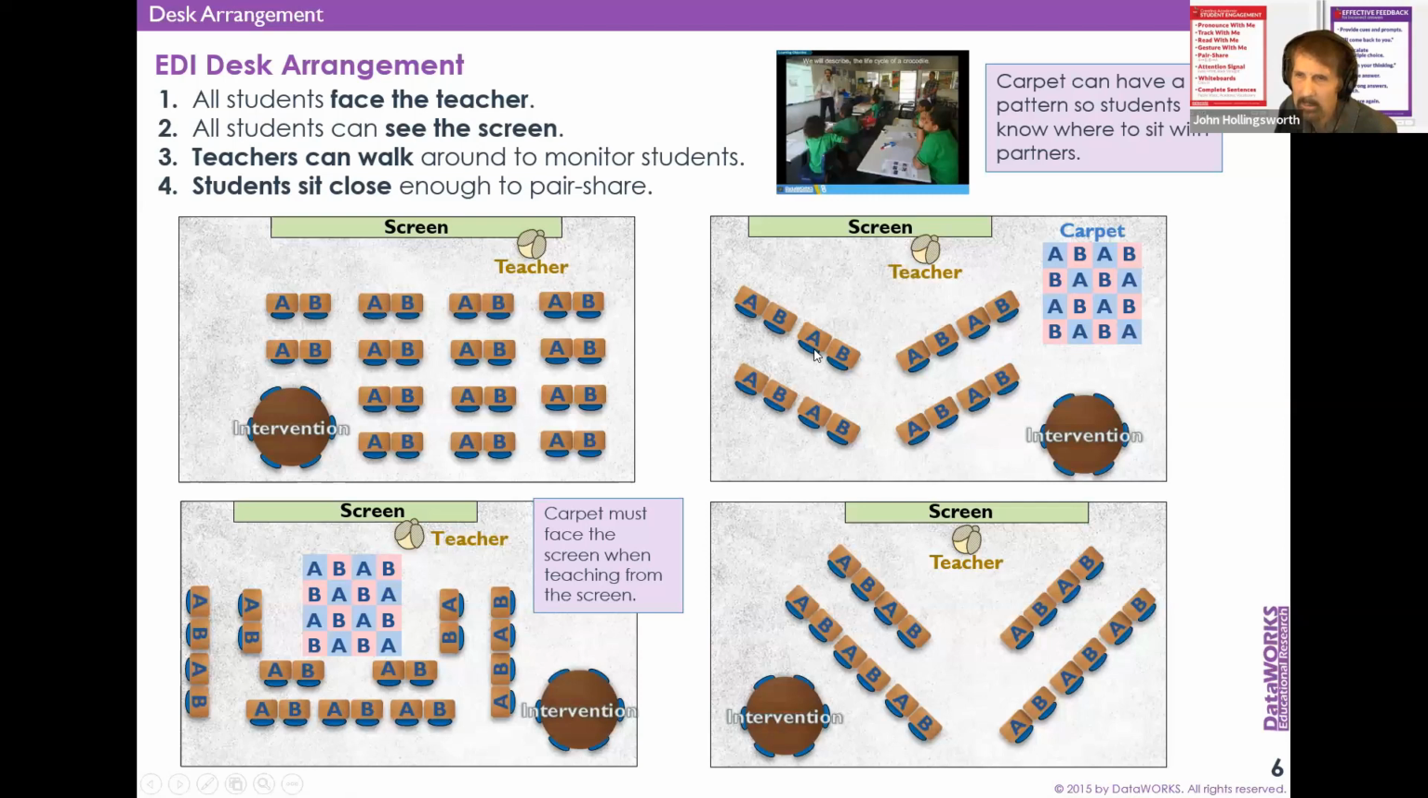Okay, everybody get ready. You know where you're going to go. I'm going to time it. Let's practice walking from our desk to the carpet. It's okay, let's go back to our desk and let's practice doing it again. Anyway, they know where to sit.